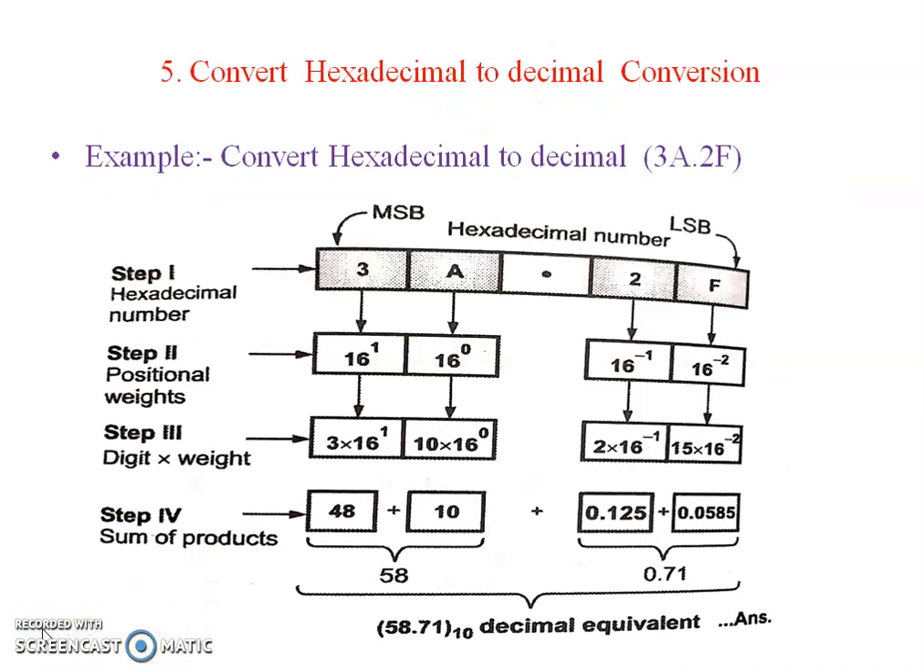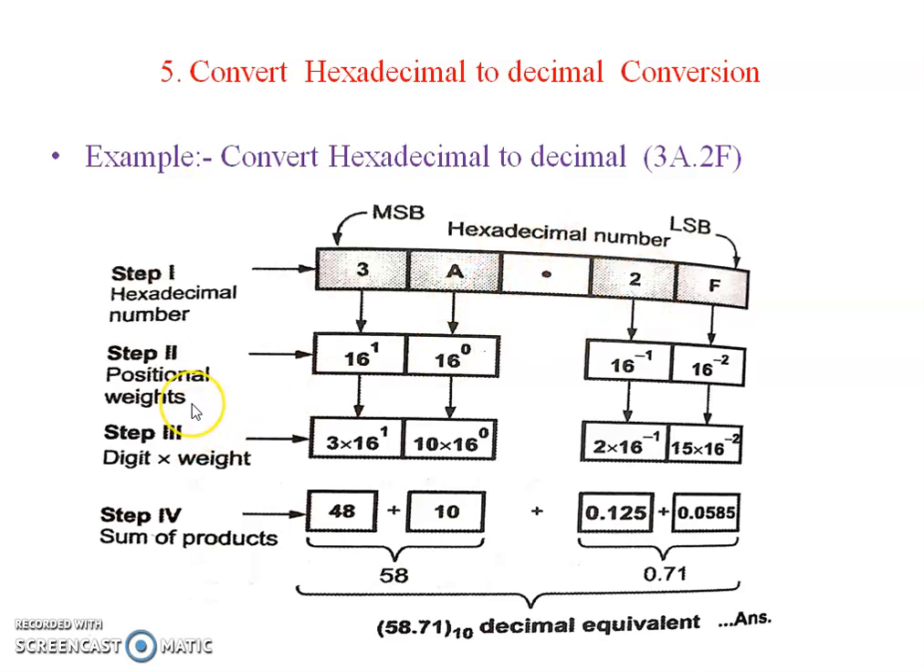Now the next conversion type is hexadecimal to decimal. So this is our example, 3A.2F. How do we convert hexadecimal to decimal? Our first step is to write your hexadecimal number. So first we write 3A.2F. This is our hexadecimal number.